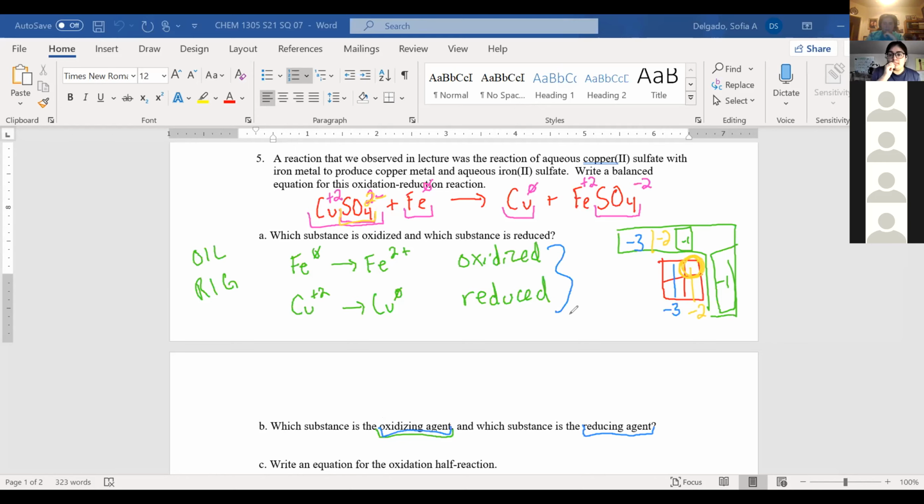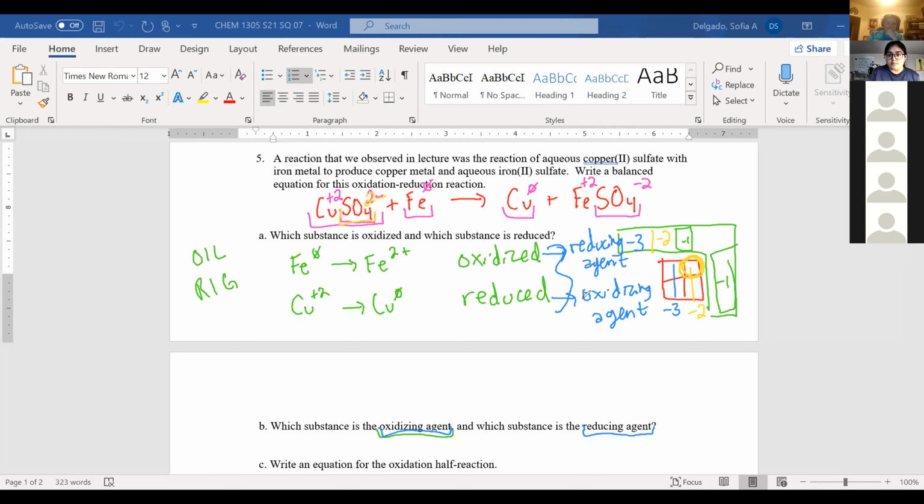Does anybody remember? The agents are flipped of what's actually happening. So like if iron gets oxidized, it's the reducing agent, something like that. Yeah, exactly. So the agents are going to be opposite of what's going on. So if iron is being oxidized, that means that this is the reducing agent. And since copper is being reduced, that means it's the oxidizing agent. What does that mean? That means that the reducing agent is the one causing the reduction, and the oxidizing agent is the one causing the oxidation.